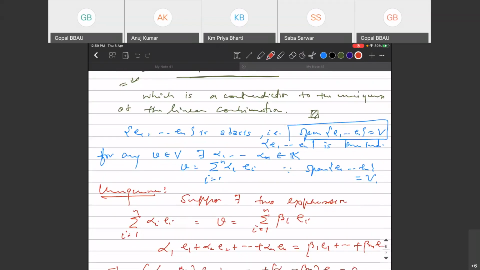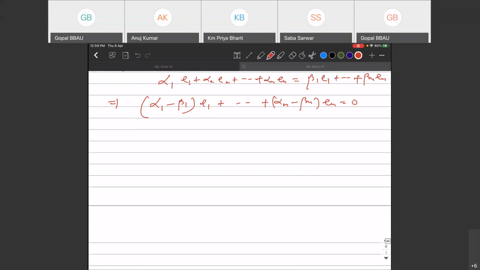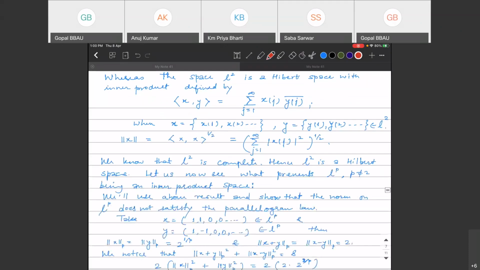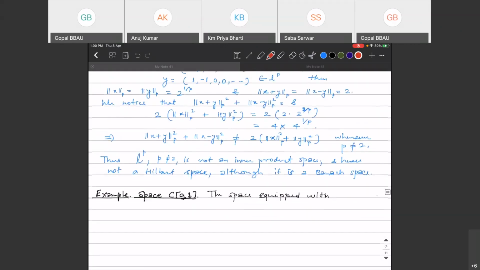As we are taking this definition where basis means this set is linearly independent and the span is V, since the Ei are linearly independent, this implies these coefficients are 0. Alpha 1 minus beta 1 equals 0, ..., alpha n minus beta n equals 0. And this will give alpha I equal to beta I for all I from 1 to n. So that's how we see the uniqueness. This completes the proof of the equivalence of these two definitions.